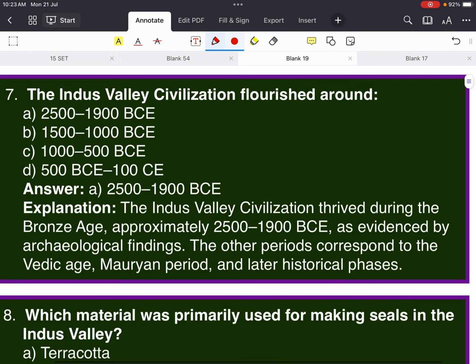Question number 7. The Indus Valley civilization flourished around 2500 to 900 BCE. Option A.